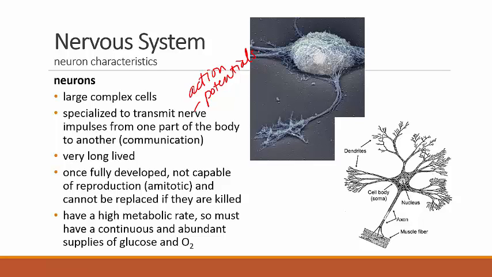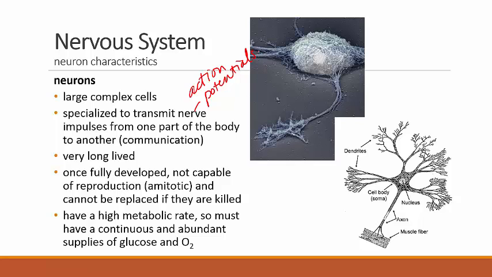They're very long-lived. In fact, once you're fully mature, you're not going to make any new neurons, but you'll be living with the neurons that you've got and unfortunately losing a number of them every day, especially as we begin to age. They are what is referred to as amitotic. That means that they cannot undergo mitosis. They are not capable of reproducing. And so if they are destroyed, they can't be replaced.